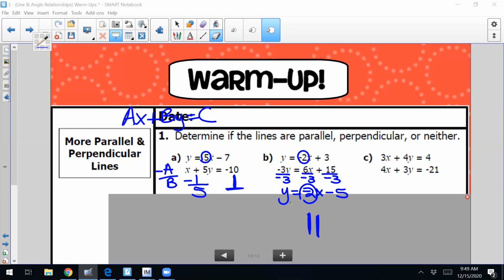Okay. Now with C, those are both in standard form. So I can do the shortcut. Opposite of A would be -3 over B, which is 4. This one is opposite of A, 4 over B, which is 3. So what's the relationship with C? Neither. Okay, because they are the reciprocal, but they're not the opposite reciprocal. So this is just neither. This one's parallel. I feel like my virtual kids are not going to get that. And this is perpendicular.